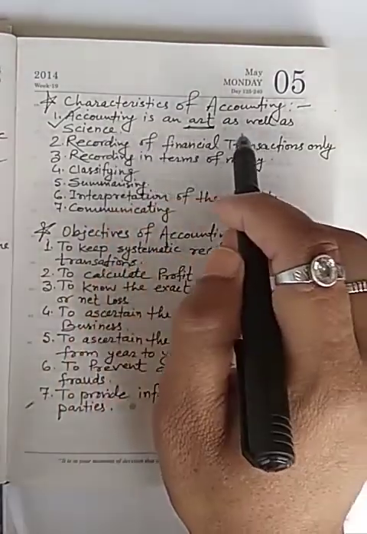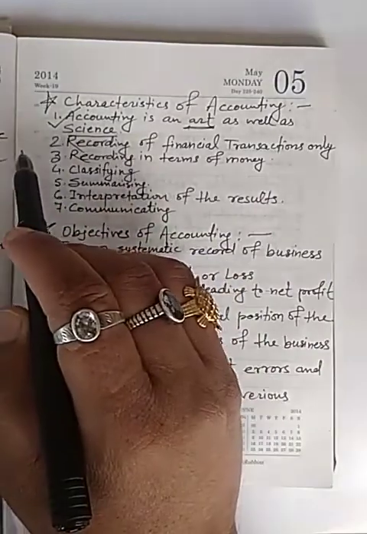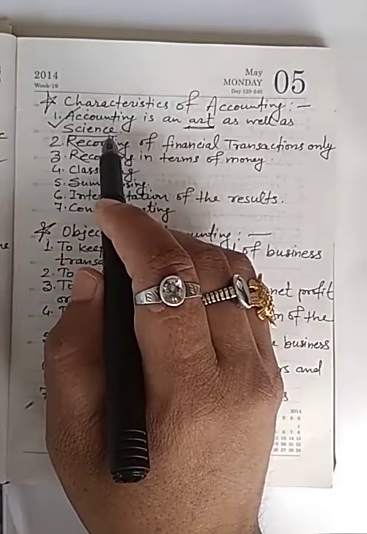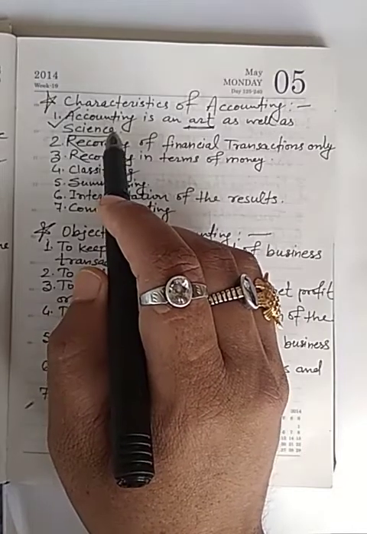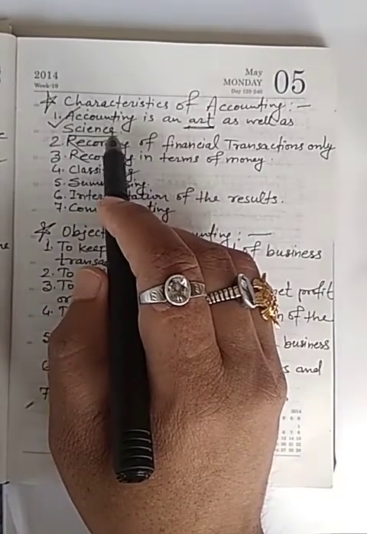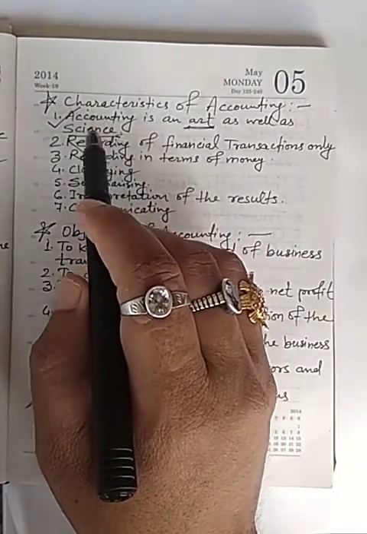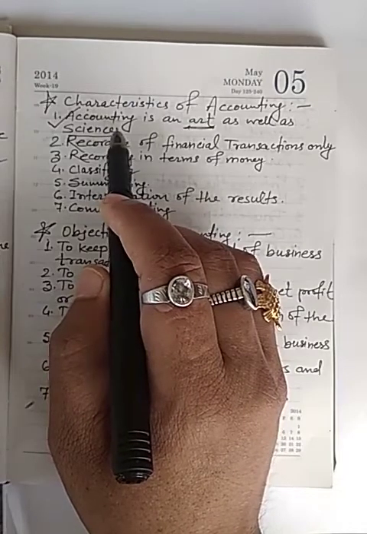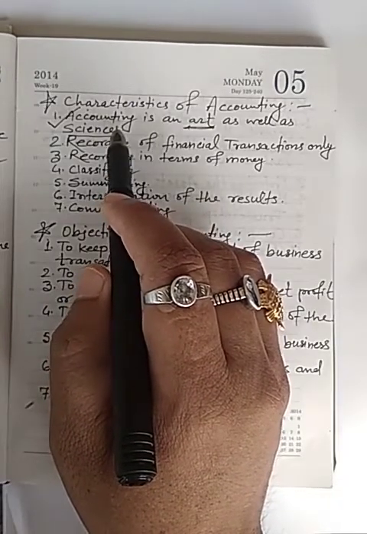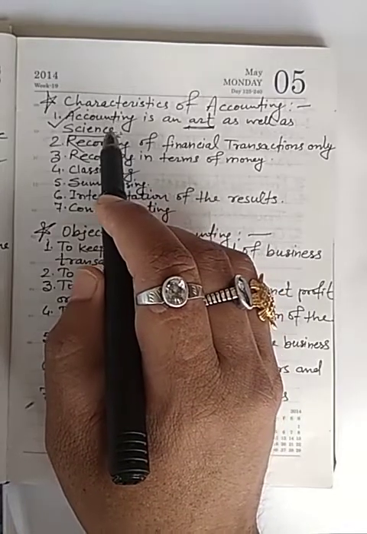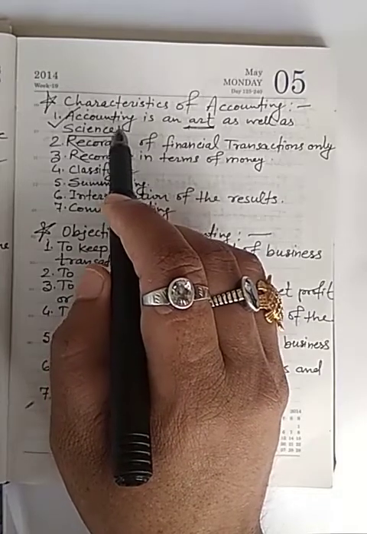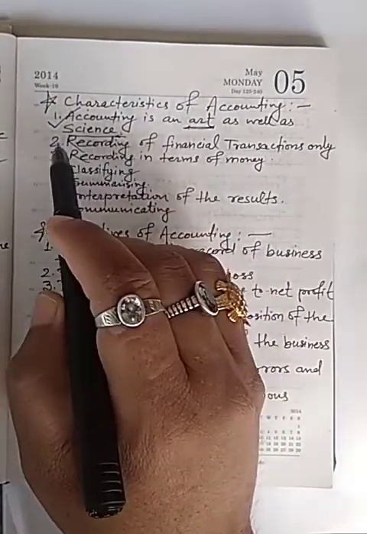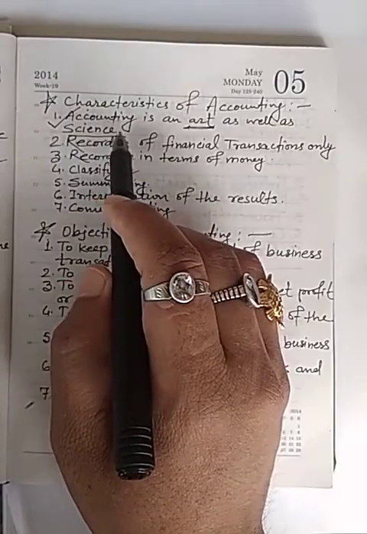Now, as well as a science, any organized body of knowledge which is based on certain specified principles is called science. In this respect, accountancy is also a science since it is also an organized body of knowledge based on certain specified principles and accounting standards. So this is also called science.